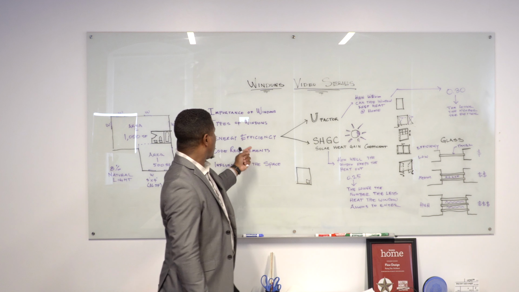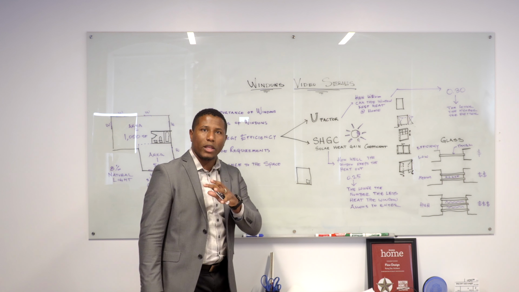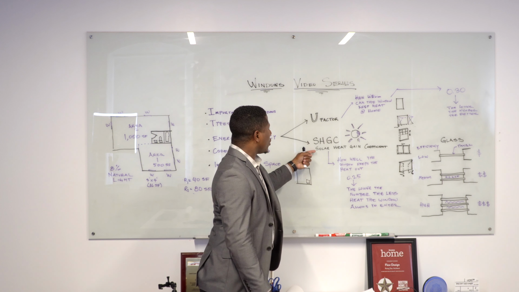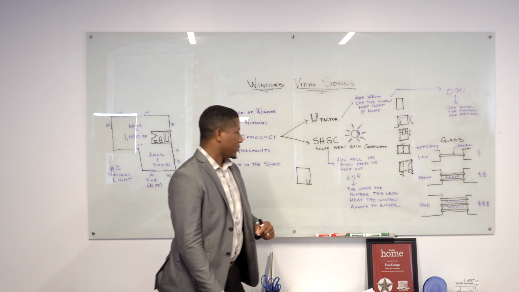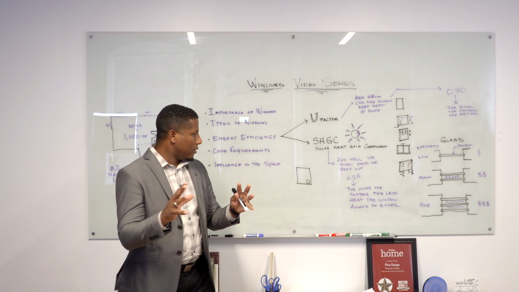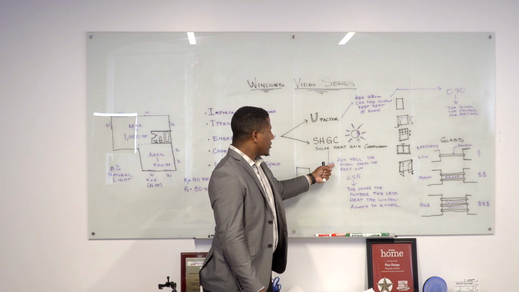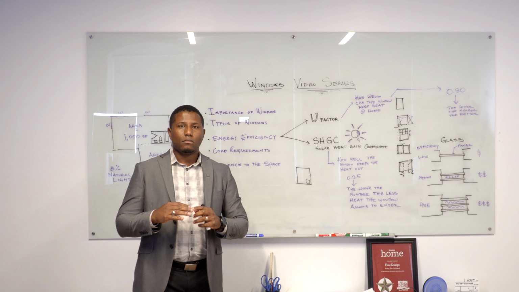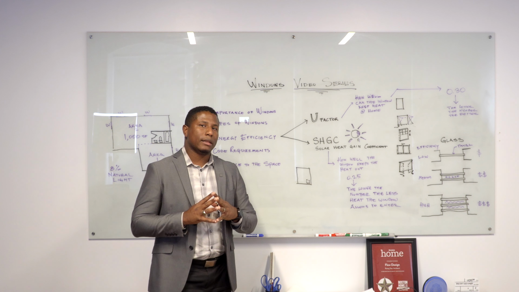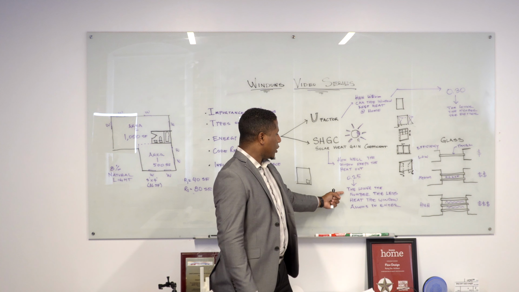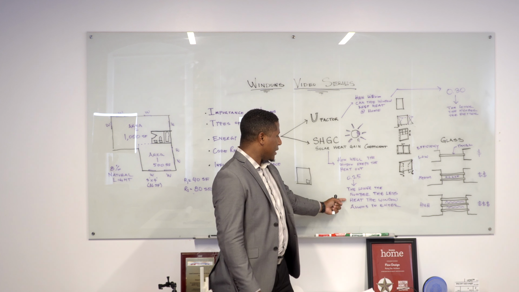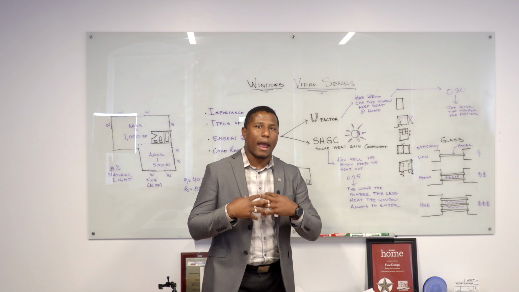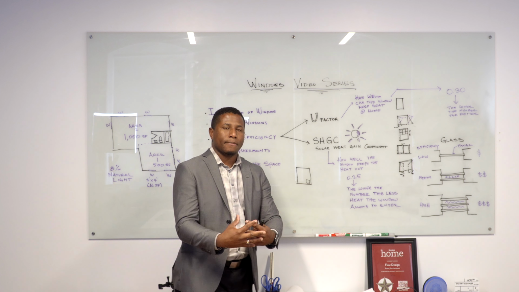Another big component of energy efficiency within Windows is the solar heat gain coefficient. And what does that mean? It is how well the window keeps the heat out. And for this one, the lower the number, the less heat the window allows to enter the space.